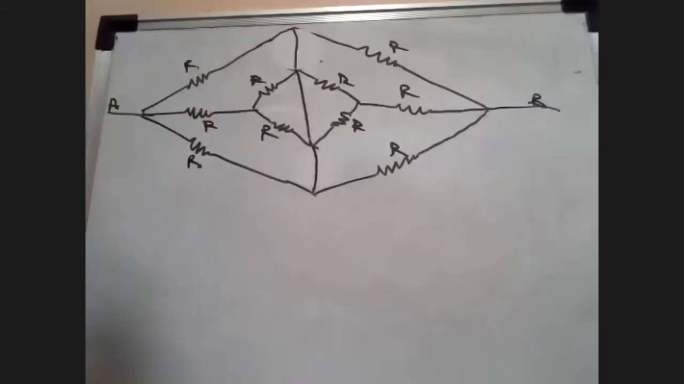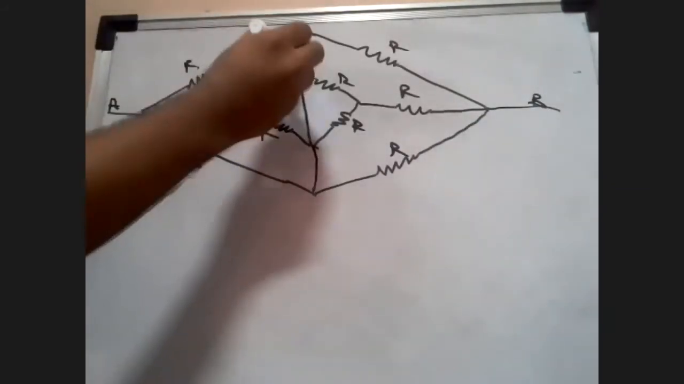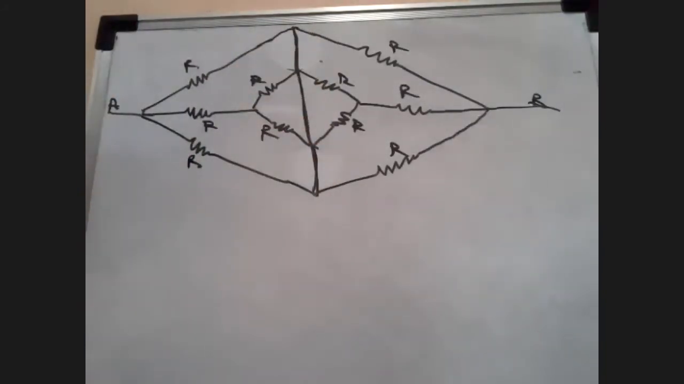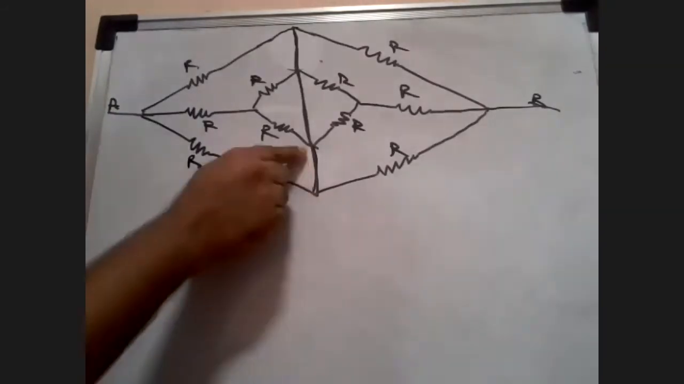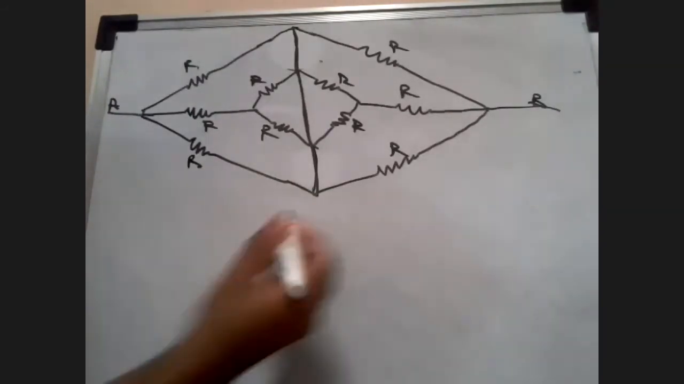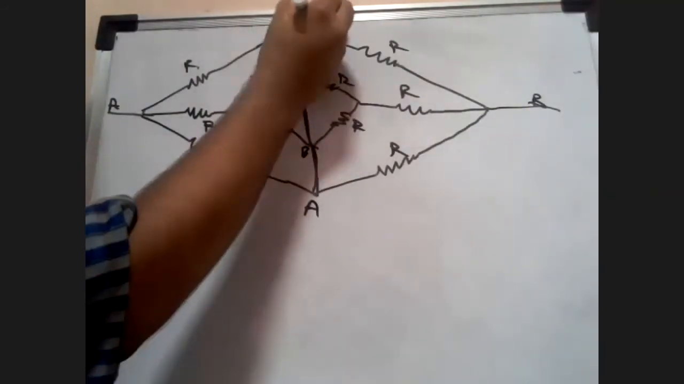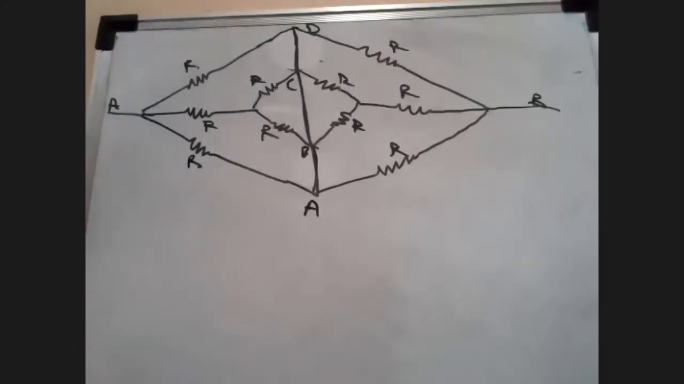It's folding. Sir, is the answer 3 by 4R? Yes, the answer is 3 by 4R. So now, let's say this is A, this is B, this is C, and this is D. All these points are one point. Can I say that A, B, C, and D are all one point?